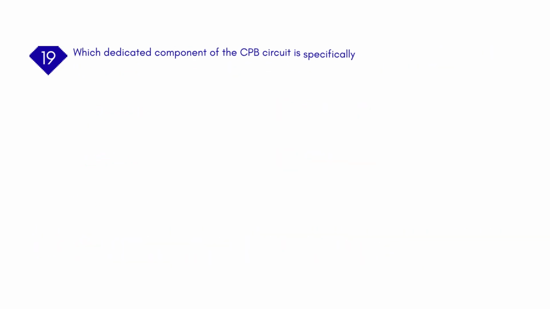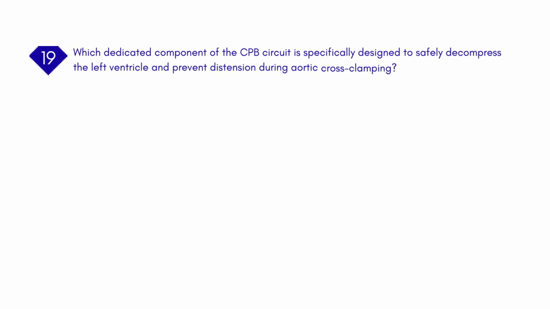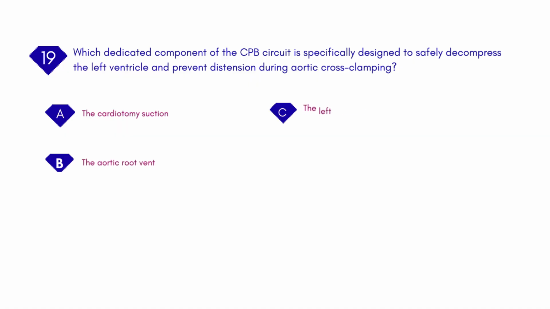Which dedicated component of the CPB circuit is specifically designed to safely decompress the left ventricle and prevent distension during aortic cross-clamping? A. The cardiotomy section. B. The aortic root vent. C. The left ventricular, LV, vent. D. The retrograde cardioplegia line.